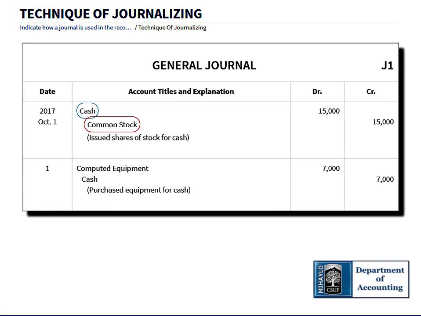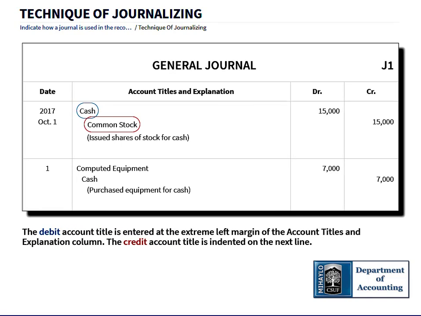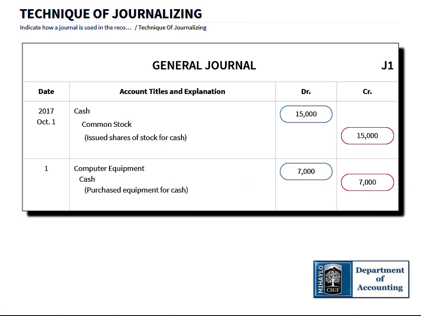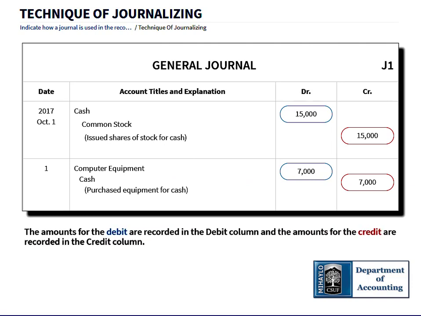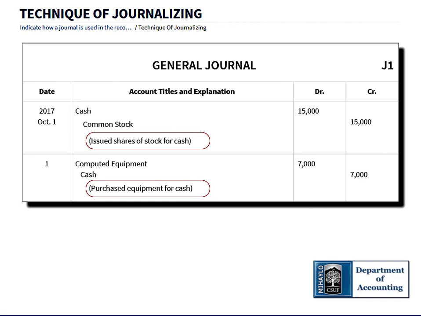The debit account title is entered at the extreme left margin of the account titles and explanation column. The credit account title is indented on the next line. The amounts for the debits are recorded in the debit column, and the amounts for the credits are recorded in the credit column. A brief explanation of the transaction is given.